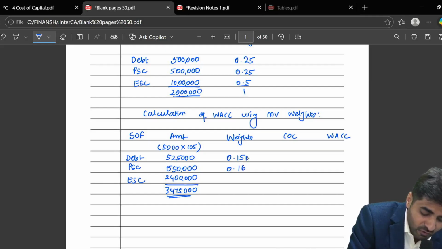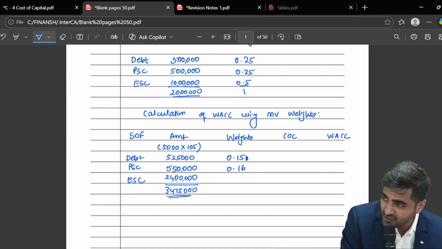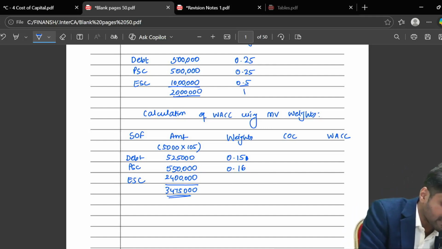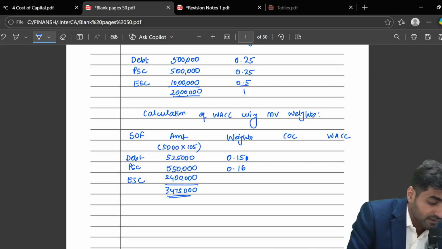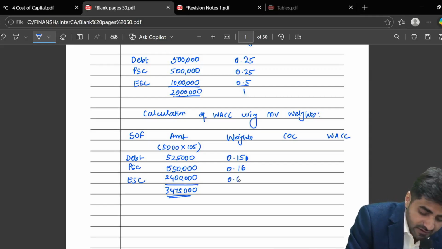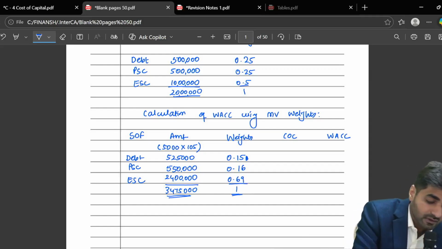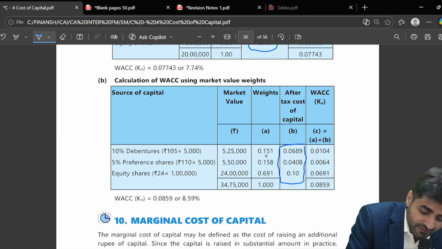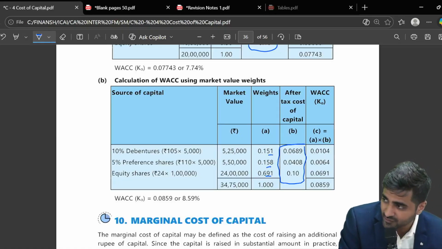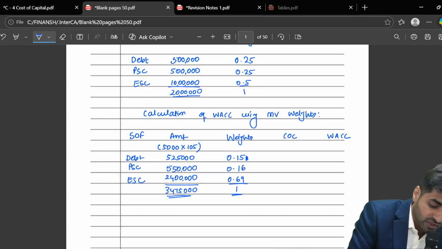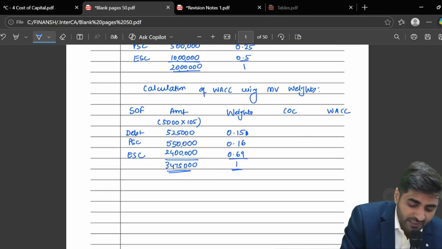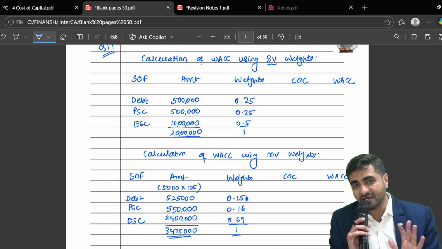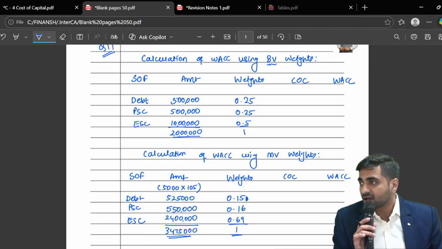Let us take only up to 2 decimals. 0.15, 0.16. And what about the last case, 24 lakh? If I divide that by 34 lakh 75,000, this is 0.69. The total has to be 1, just make sure. They have taken up to 3 decimals, I am just taking up to 2 decimals. This answer is going to be the same only. Okay. Now let's talk about KD. Are you all okay with this much? Weights is done.